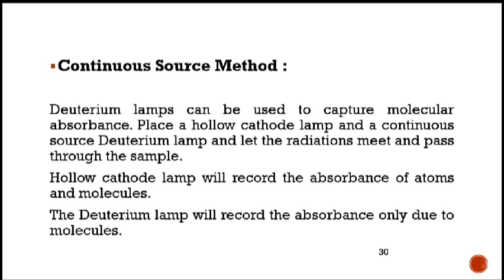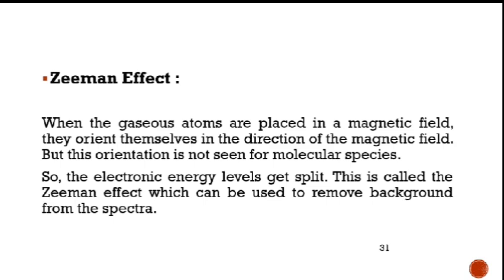Next, we discuss the Zeeman effect. When the gaseous atoms are placed in a magnetic field, they orient themselves in the direction of the magnetic field. But this orientation is not seen for molecular species, so the electronic energy levels get split. This is called the Zeeman effect, which can be used to remove background from the spectra.